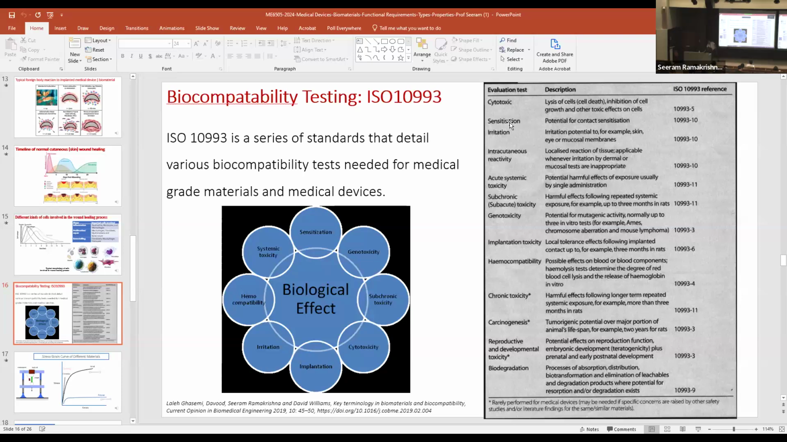For example, cytotoxicity, sensitization, irritation, hemocompatibility, and here are the numbers, the cross numbers: 10993-5, 10, and so on. So the experts in the medical device field will advise you which tests are to be done based on the device, based on the treatment you're going to use that device for. So you do not need to do all the tests. They will advise you which tests to be done.